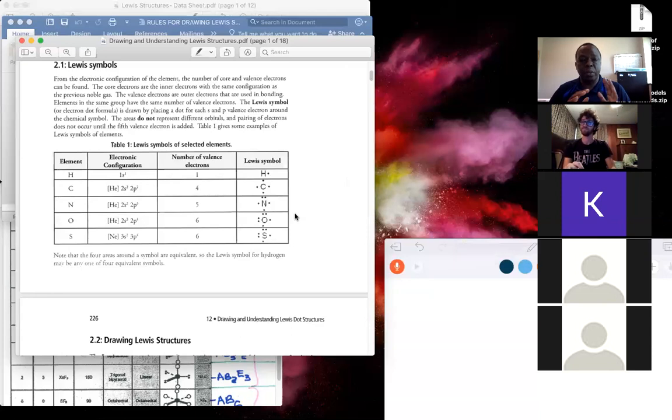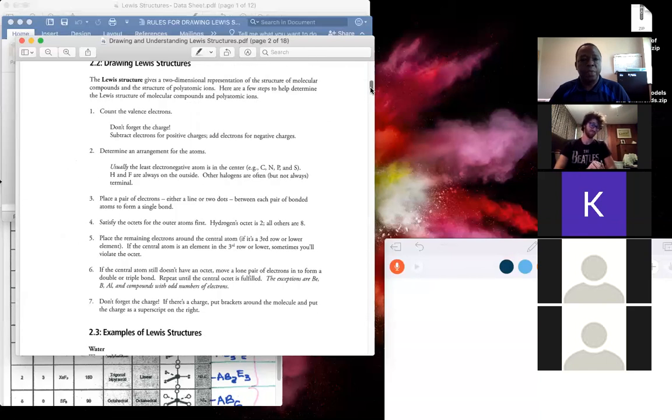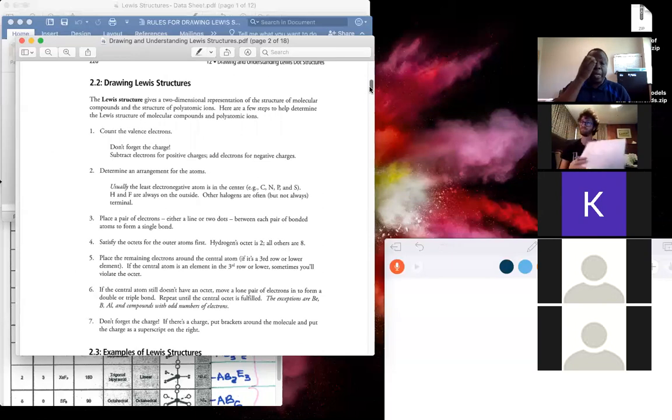Coming back to Lewis dot structures, how can we fill in the data sheet? Yes, you can fill in the data sheet from sets of rules. I do have some sets of rules. In the lab manual, there are some examples on how to draw the Lewis structure.